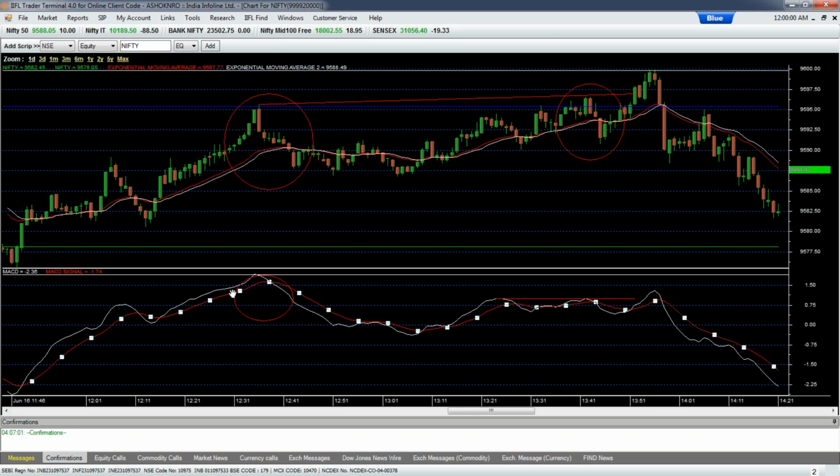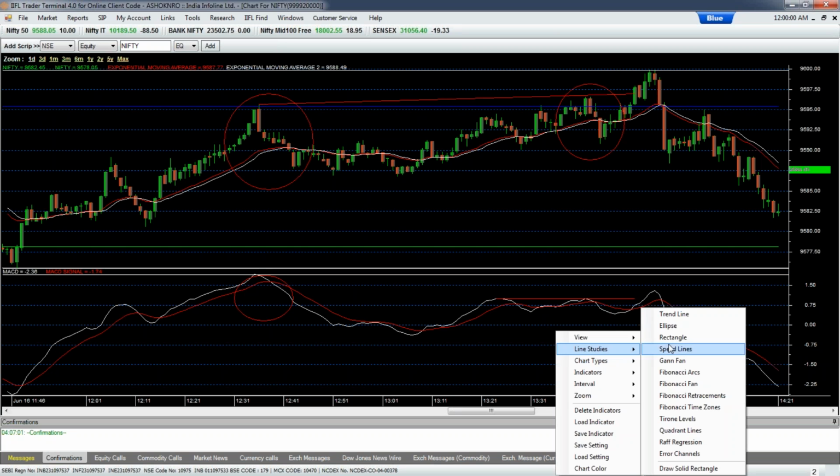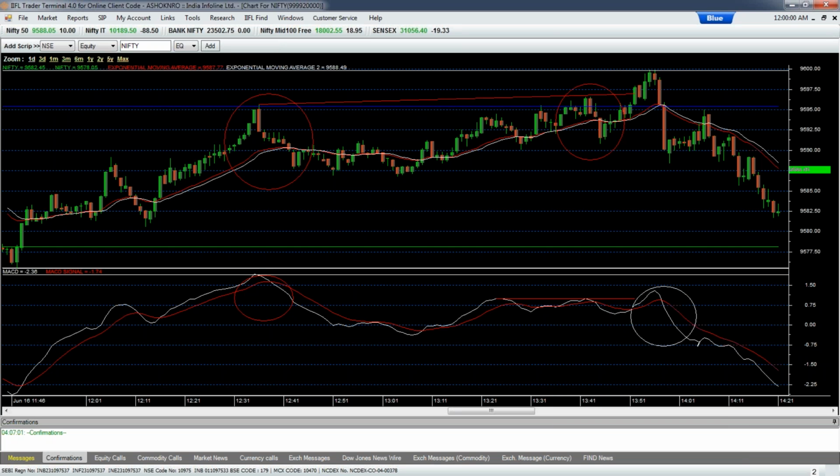And check this. Look at the MACD over here, how high it was, and look at the signal over here. This top is higher than this top. This top is much higher than this top, right? So what has this signal to do with this signal here?